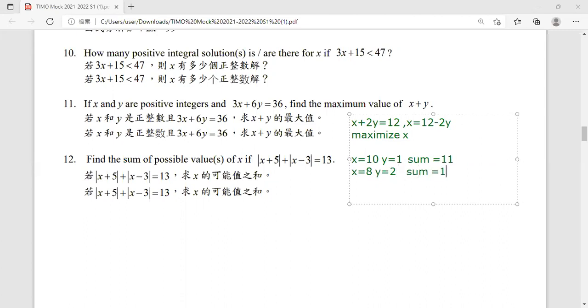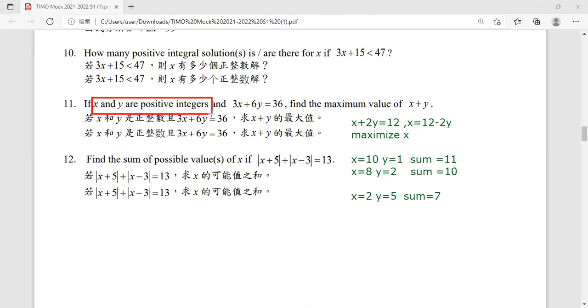So that's what I mean. It's better to maximize x, because if you maximize y, the sum will be very small. If you put x equal to 2 and y is 5, the sum will be only 7. So the sum is much smaller. Because they are all positive integers, you can't use a zero for y.